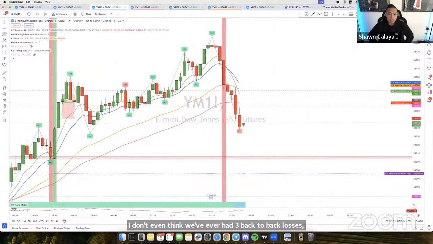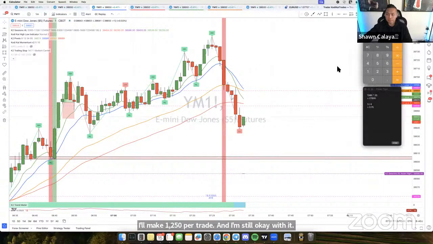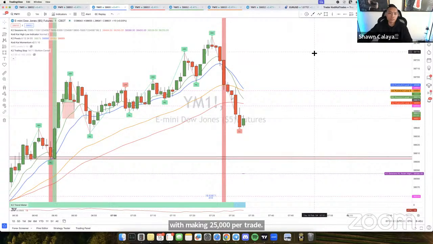So using a 10 contract, I'm going to make a little less profit. Instead of making 1,500, I'll make 1,250 per trade, and I'm fine with that. If I do the math, 1,250 times 20, I'm still happy with making 25,000. So I'm okay with dropping my contract size to 10 to give me the ability to lose 4 back-to-back trades before I blow my account, which shouldn't be the case because we've never had that many losses before.